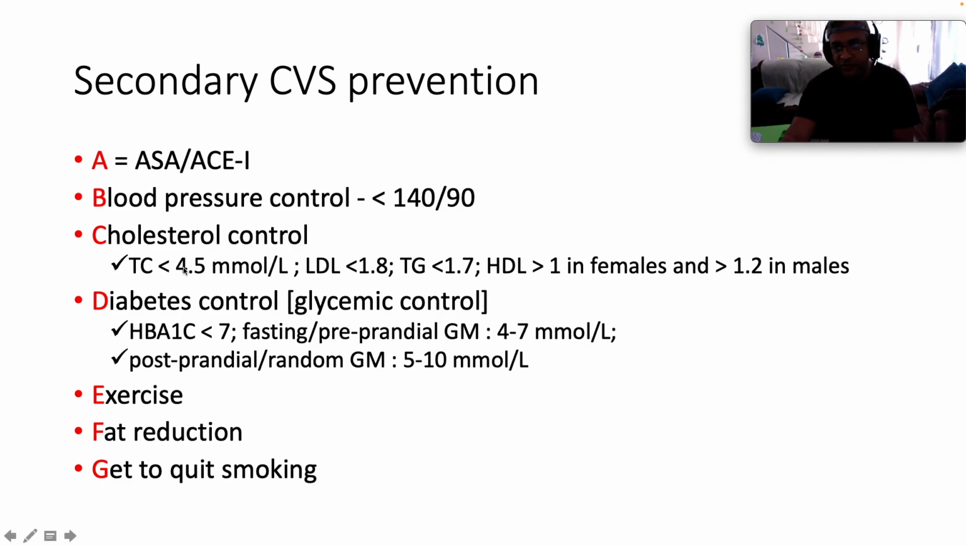Cholesterol control, we aim for a total cholesterol of below 4.5, low density lipoprotein LDL below 1.8, triglycerides below 1.7, HDL at least above 1 in females, and above 1.2 in males. That's millimole per liter. In terms of diabetes control, your glycemic control, we aim for the HbA1c, glycated hemoglobin, below 7. Fasting or a preprandial glucose of between 4 and 7 millimole per liter, and a postprandial or a random value between 5 to 10 millimole per liter.